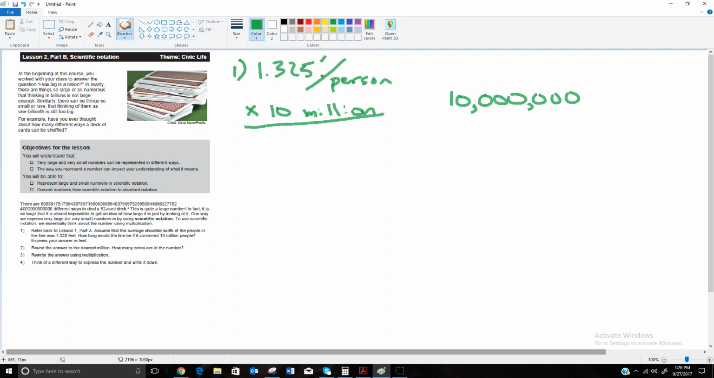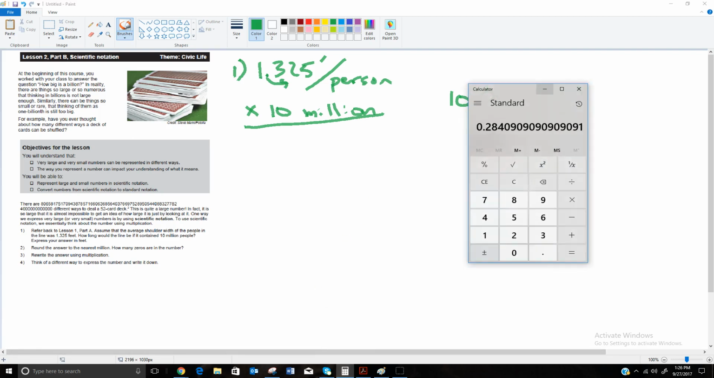So you're taking 1.325 times 10 million. What this would do, again, the zeros help you decide how many decimal spots to move. Since there's 7 zeros, it would move this decimal right here to the right 7 places. Now, again, if that's bothersome to you, I'm never going to take your calculator away from you. You could also type it into the calculator.